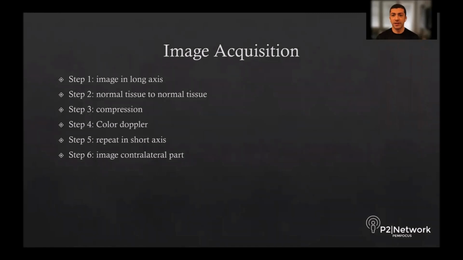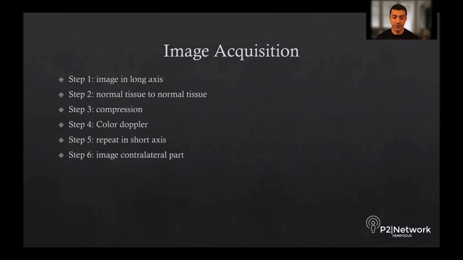Now, the technique for image acquisition is very basic and it's similar for mainly all soft tissue lesions. You want to get the images in two planes. So starting with the long axis, start scanning from the normal tissue and slide through the lesion into the normal tissue on the other side. Once you see where the lesion is, you want to put some pressure on it to check for any changes, and also apply color Doppler to distinguish vascular structures from non-vascular structures. And you want to repeat the same steps in short axis.